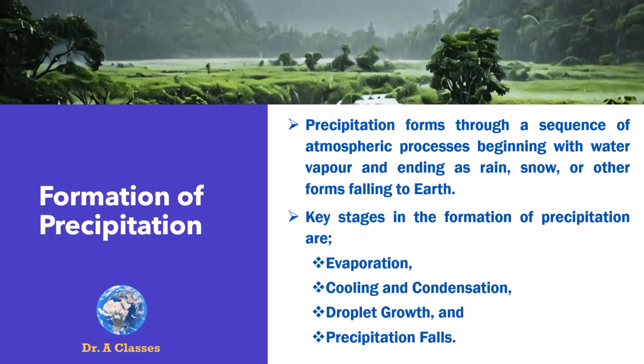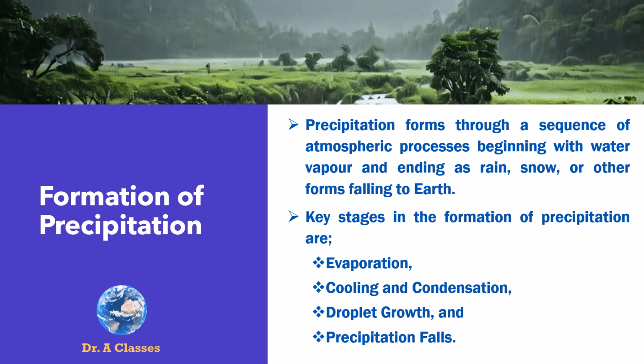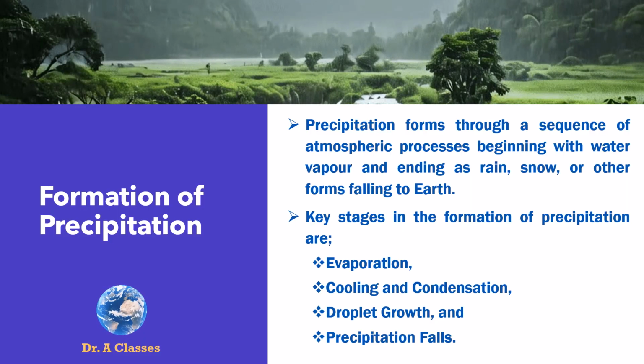Formation of precipitation. Precipitation forms through a sequence of atmospheric processes beginning with water vapor and ending as rain, snow, or other forms falling to earth. Key stages in the formation of precipitation are evaporation: water from oceans, lakes, rivers, and plants rises into the atmosphere as water vapor. Cooling and condensation: as the moist air rises, it cools. Water vapor condenses into tiny droplets around condensation nuclei like dust or pollen, forming clouds.